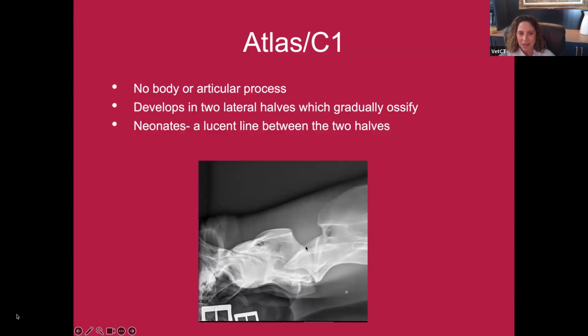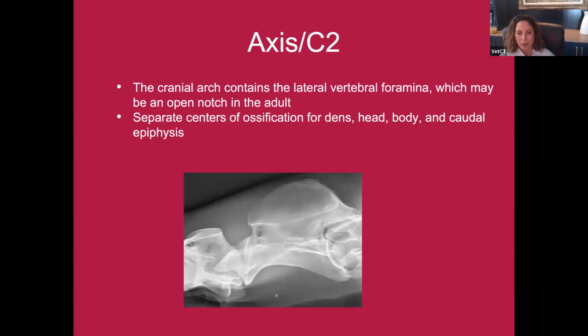It does not have true articular processes like the rest of the vertebrae, and it doesn't really have a body. It's just a fat little squat guy. Something interesting about this vertebra is it develops in 2 halves, which eventually fuse. So if you're looking at radiographs of the neck in a foal, you may see a lucent line down the middle of this, and it's important not to mistake that for a fracture. That's where their physis lives, right down the middle.